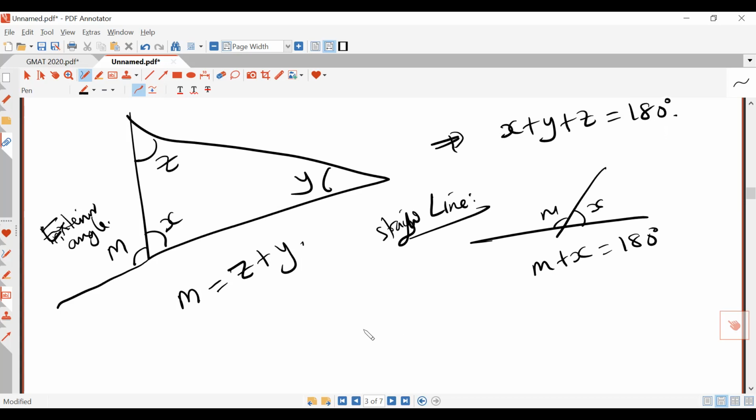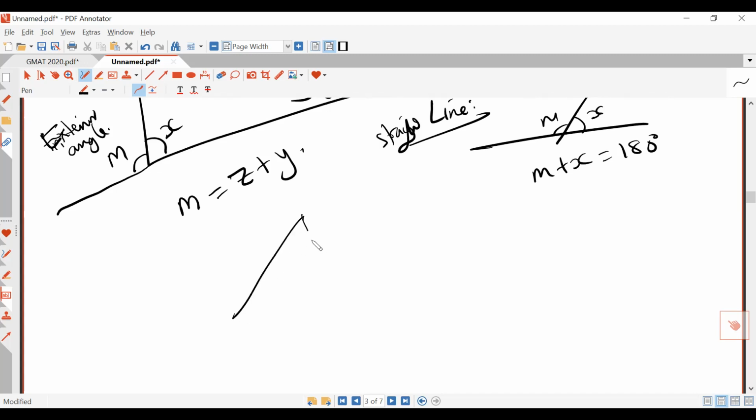Then maybe if you have this triangle like this, I don't know whether Grace is still there.